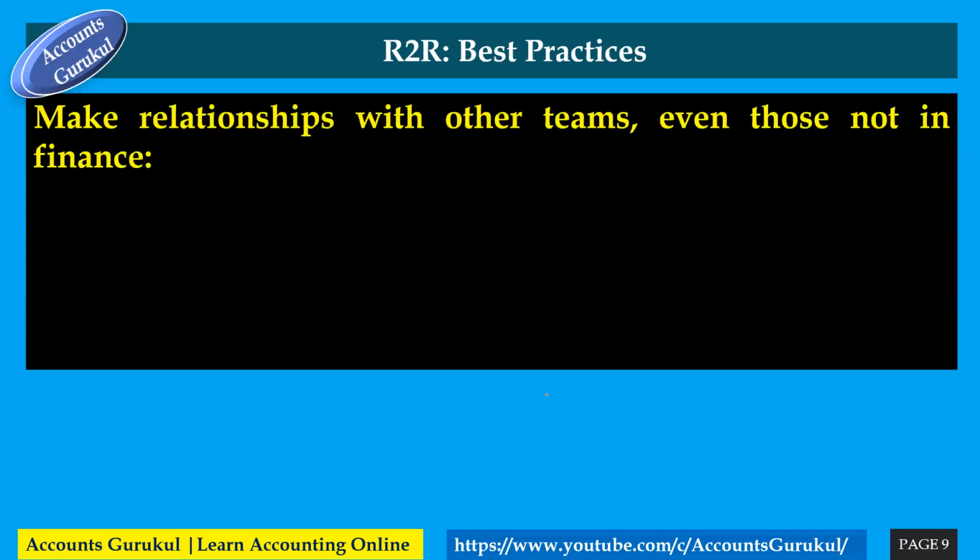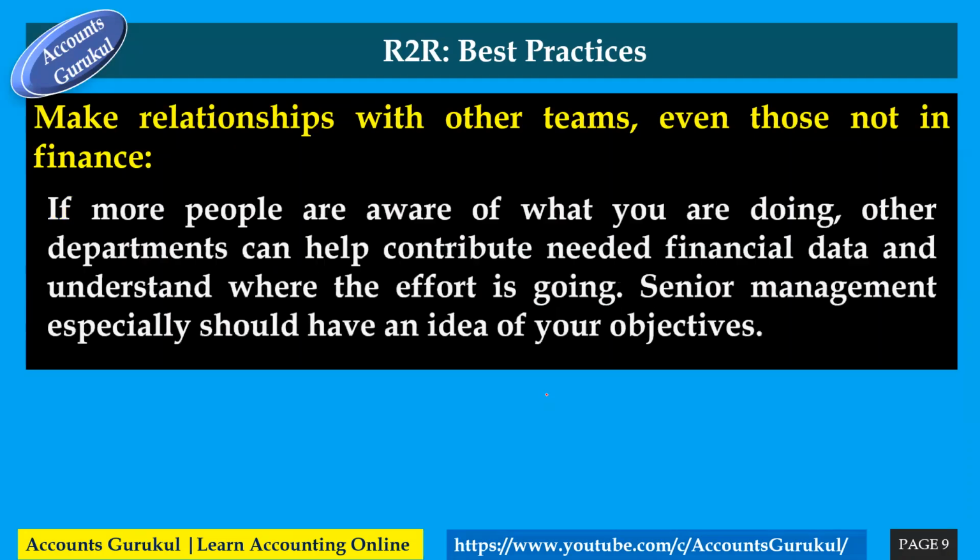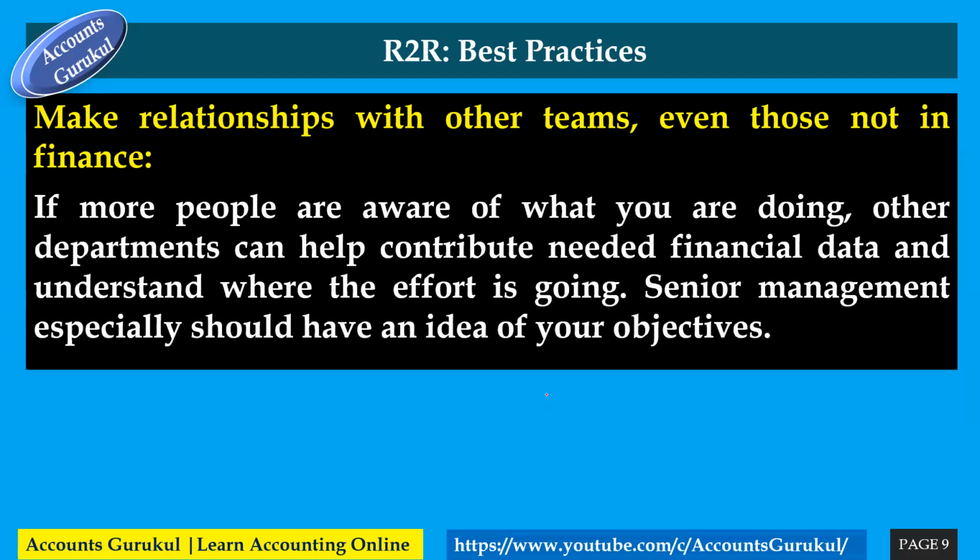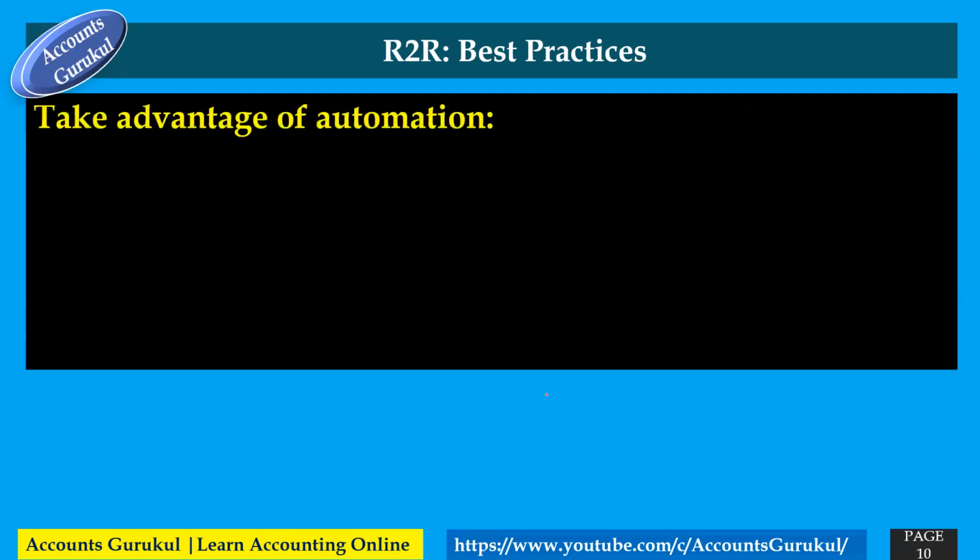Make relationships with other teams, even those not in finance. That's true because for a lot of work we have to depend upon the other departments as well. So whatever bond we have with the other teams is going to help for smooth month end closure. If more people are aware of what you are doing, other departments can help contribute needed financial data and understand where the effort is going. Senior management especially should have an idea of your objectives.